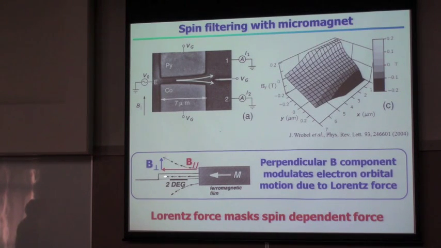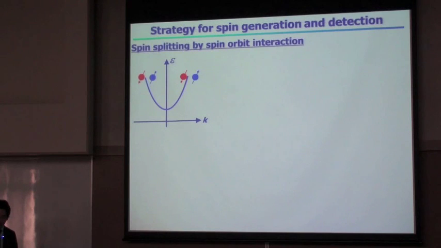And this Lorentz force is much stronger than the spin-dependent force. So sometimes it is difficult to observe such a spin separation by using these micromagnet structures. So to overcome this obstacle, we use the spin-orbit interaction. So I will explain the details of the spin-orbit interaction here.